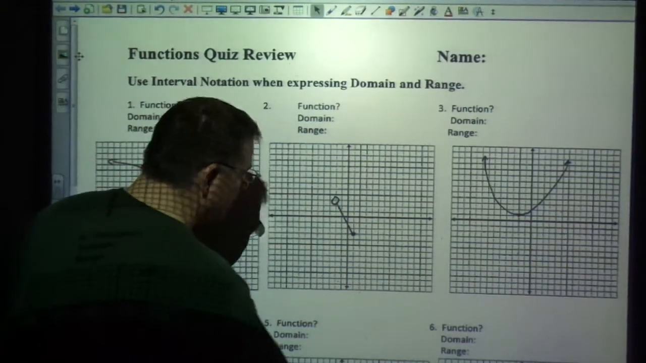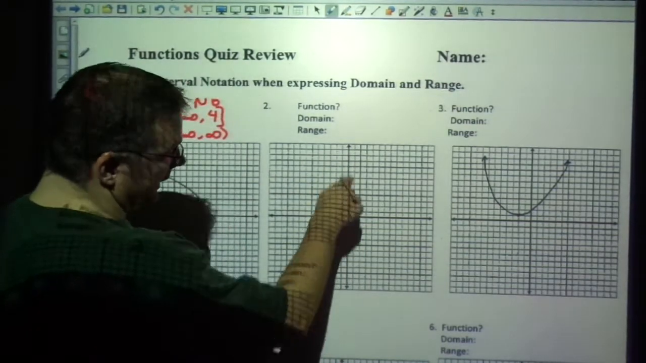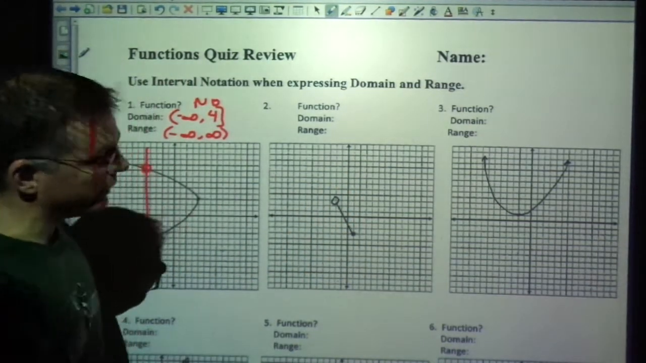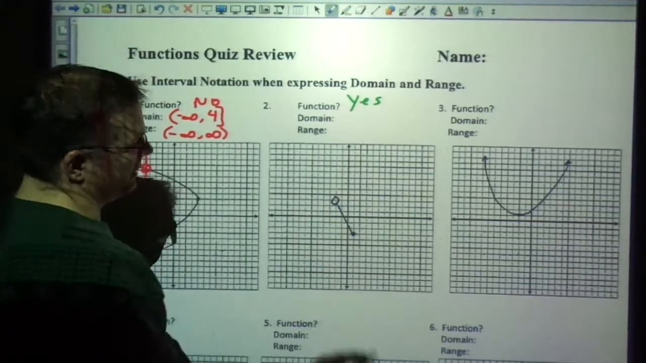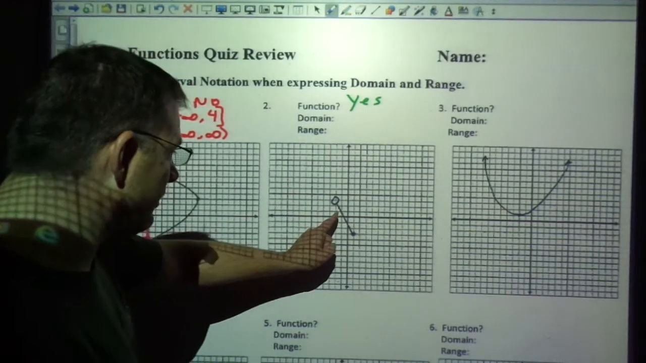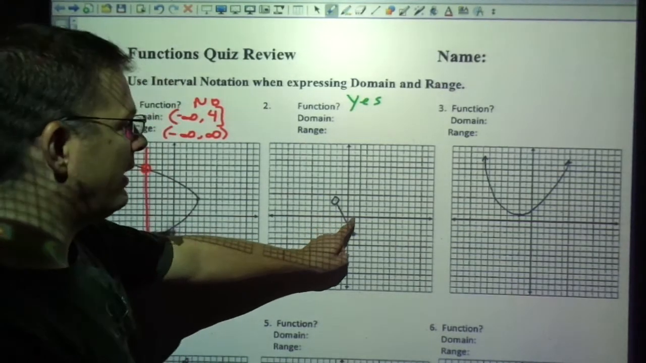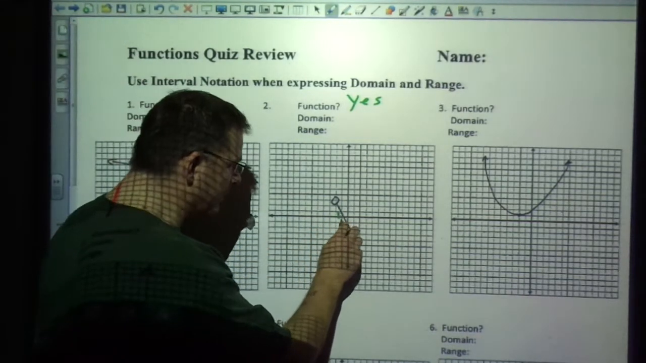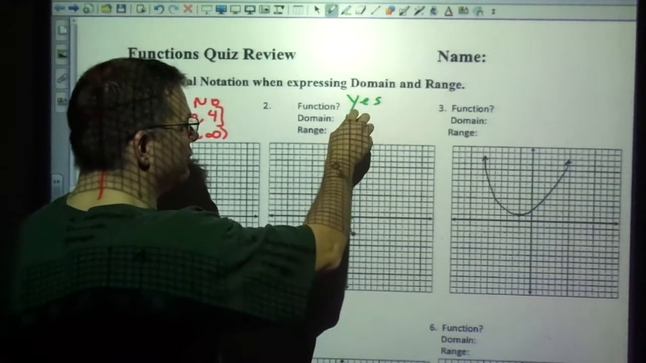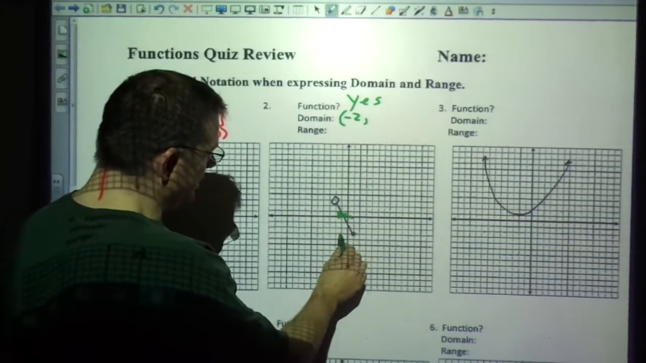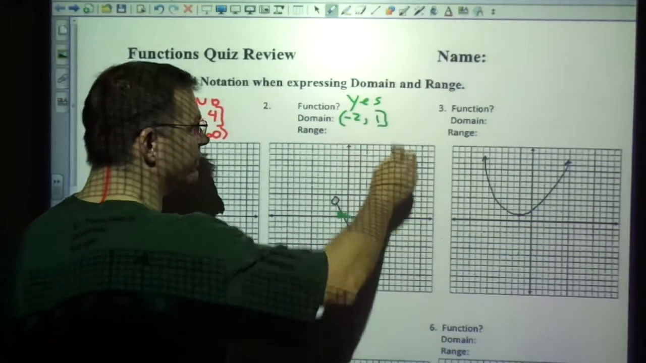Number 2, is this one a function? Does every single x have only one y? Yes, it does. So this one, yes, is a function. The domain here, this goes from negative 2 to positive 1. All of these x's are included here, but the negative 2 is not included. So we'll go negative 2 open to positive 1 closed.